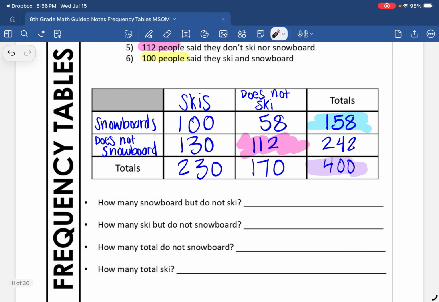Now let's answer the questions. How many snowboard but do not ski? Okay, so snowboard does not ski. That's going to be this one right here at 58.